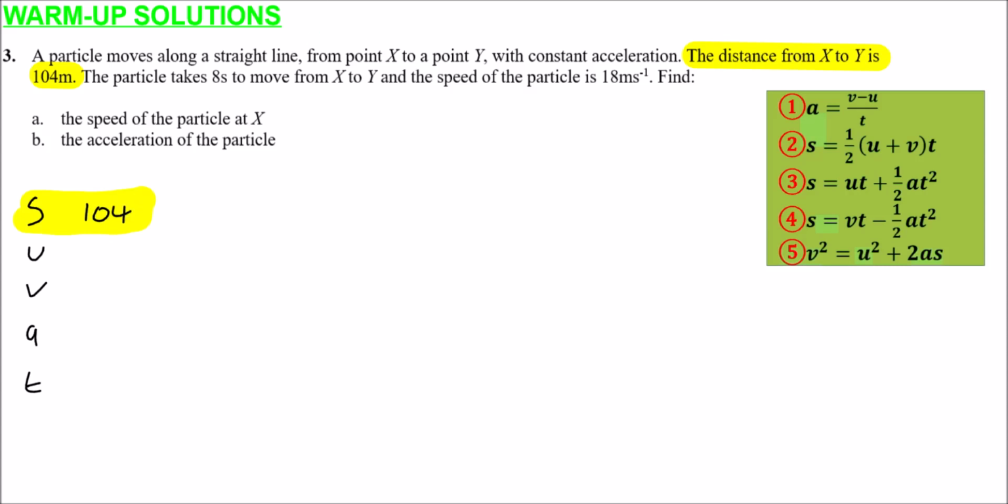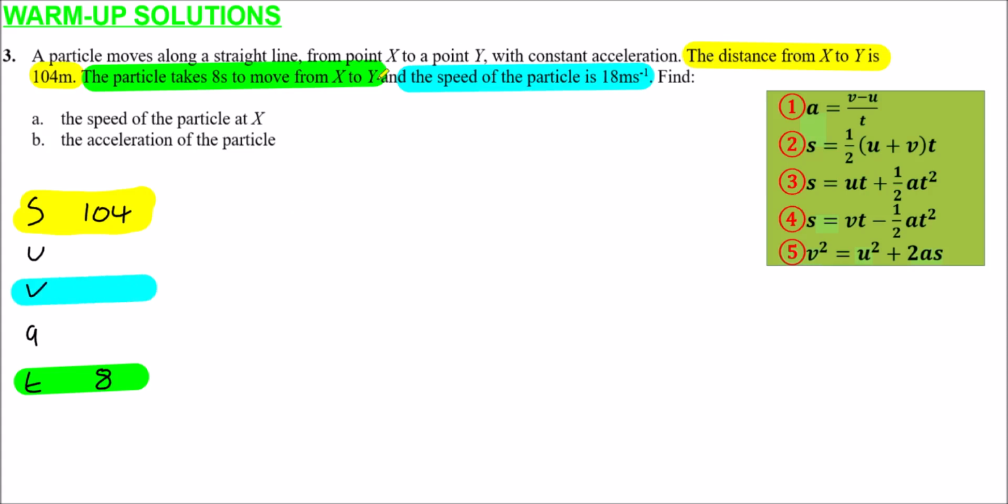Particle takes 8 seconds to go from x to y. That tells us the time elapsed is 8 seconds, so we can fill in the time. And the speed of a particle at y is 18 meters per second. So the final velocity is 18. Now for part A, we want to find the speed of a particle at point x, which is the initial velocity. So I'm going to put a question mark there. And for now, we don't know A, we don't want to know A, so we can just leave A alone.